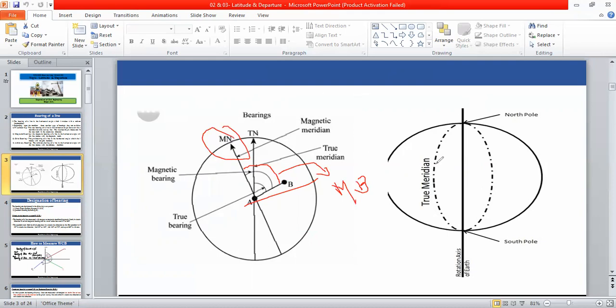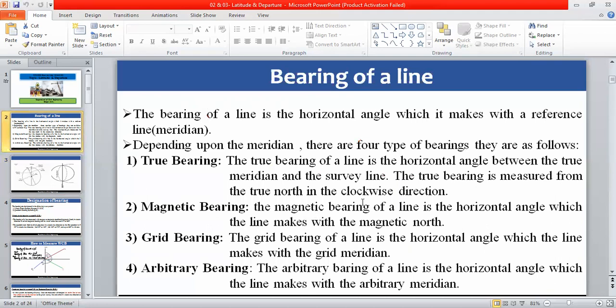Other than this, there are other bearings also. Let's see. The next is grid bearing. The grid bearing of a line is the horizontal angle which the line makes with the grid meridian. And the fourth is arbitrary bearing. The arbitrary bearing of a line is the horizontal angle which the line makes with the arbitrary meridian.